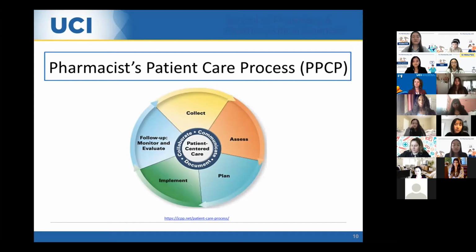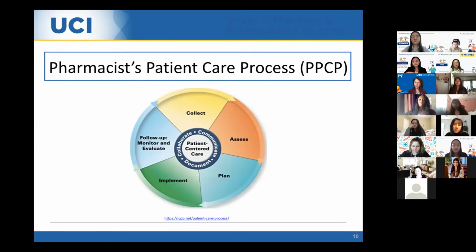What happened? You can't just say, all right, here's a plan, go forth and do that. It's the pharmacist's responsibility to monitor and evaluate what happened. Then once you know what's happening, you're collecting more information, and it continues that. And it's over time with the patient.